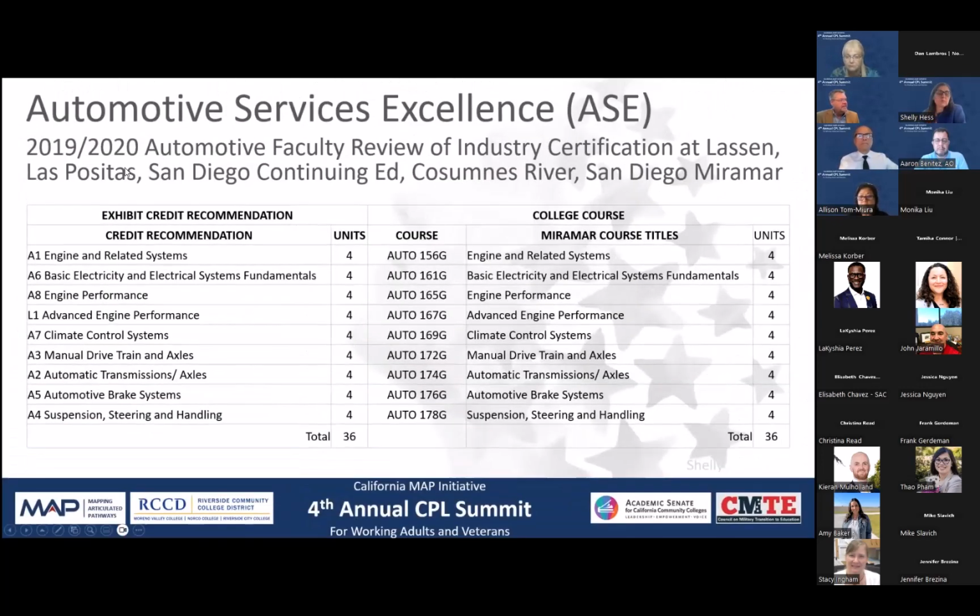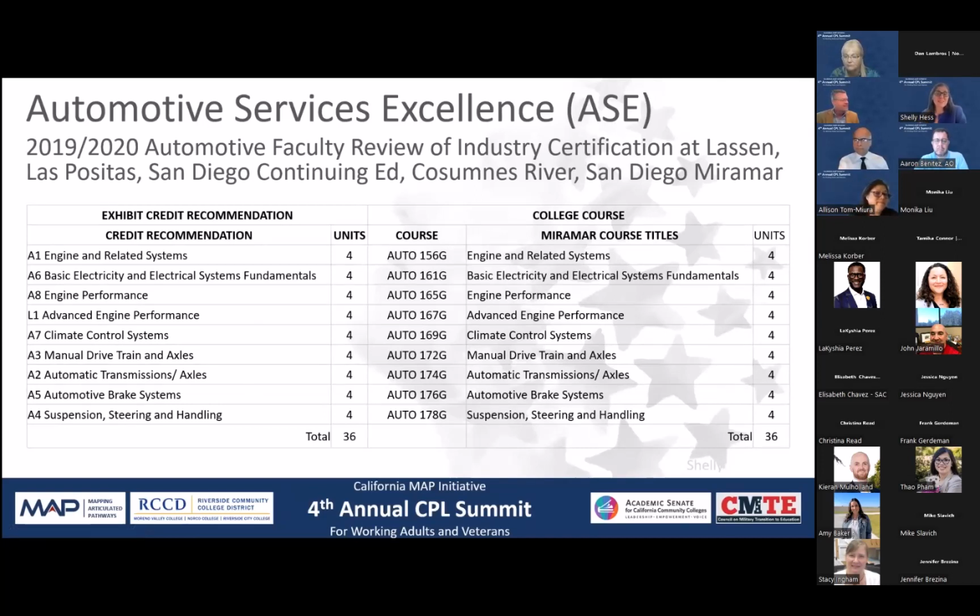Here's what the ASE looks like at Miramar, I believe. Shelly, you want to talk a little bit about this? Sure. So these are part of the mapping for Miramar for ASE Auto. And again, that was done with a statewide group, I believe out of your group, Sam. It was before our group.